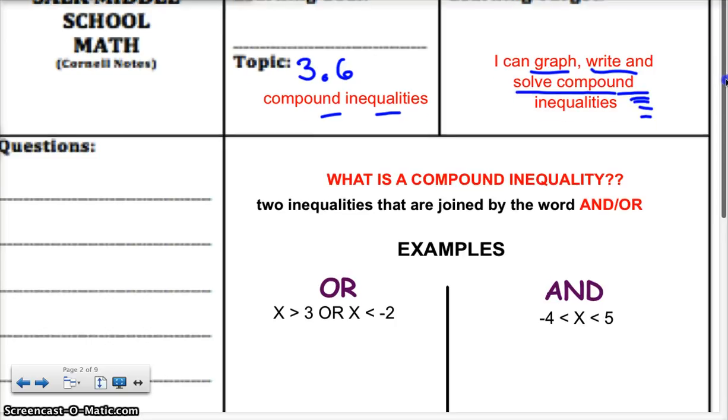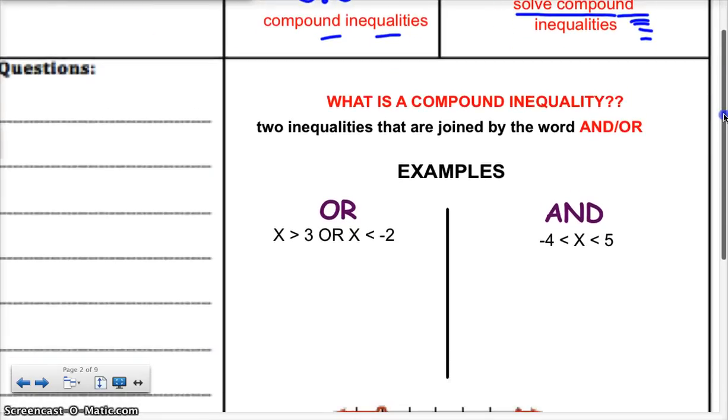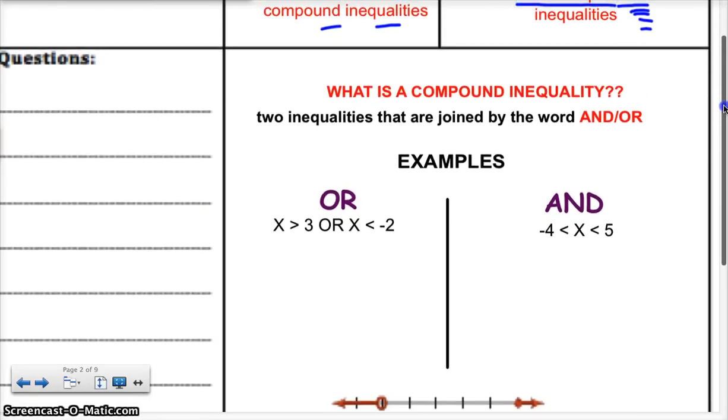What in the world is a compound inequality, you might be saying? I don't even know what you're talking about. When you think compound, I think more than one. Compounded, compound, more than one, okay? So it's two inequalities that are joined together by the word and or or.